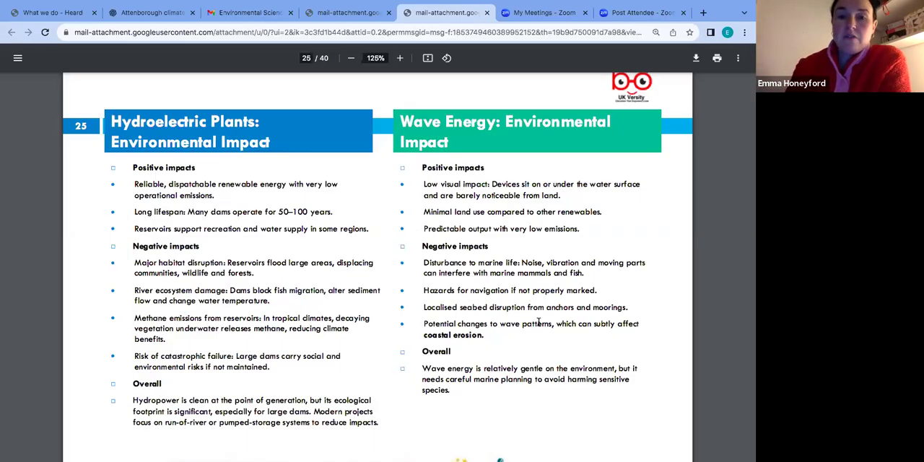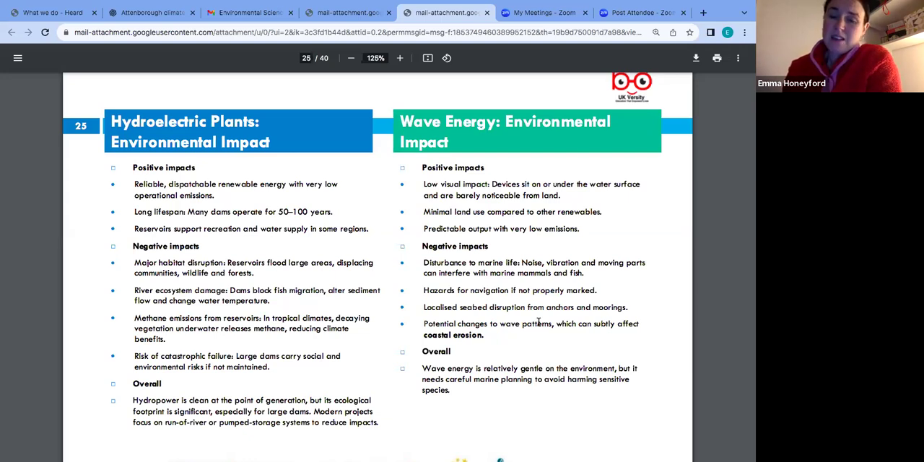So wave energy, environmental impacts. The one positive impact will be low visual impact. The device sits on or under the water surface and is barely noticeable from land. So in terms of the human social impact, it's not disruptive to local communities.